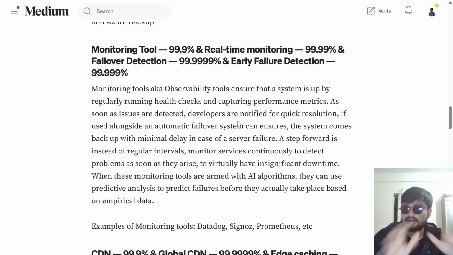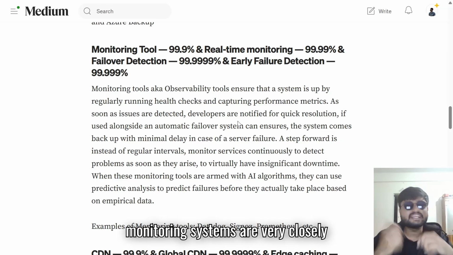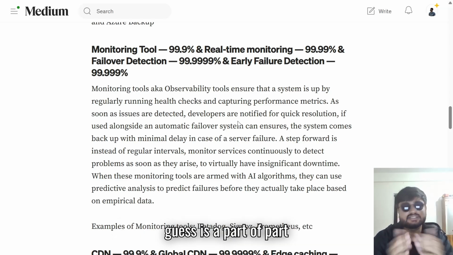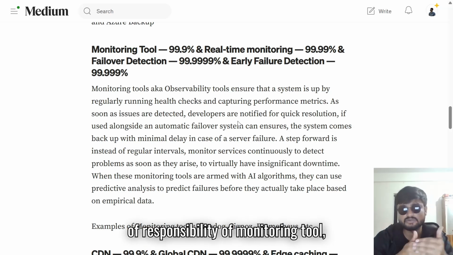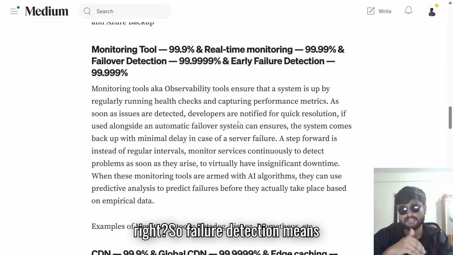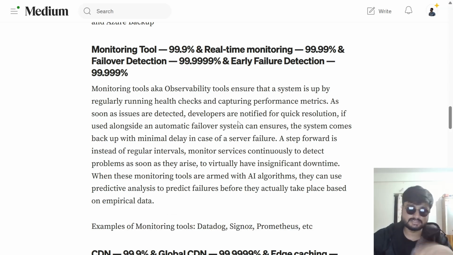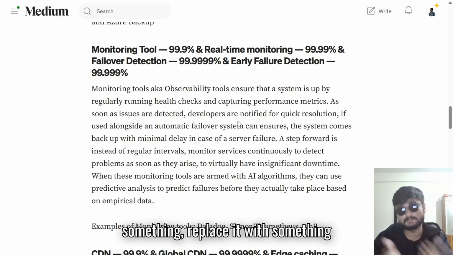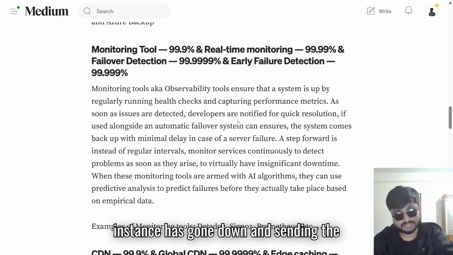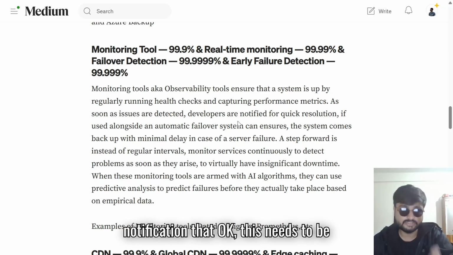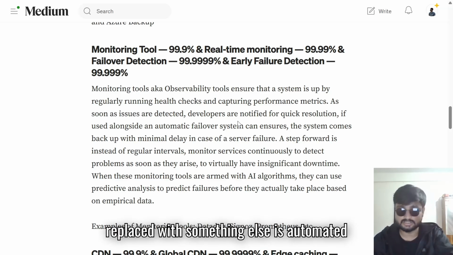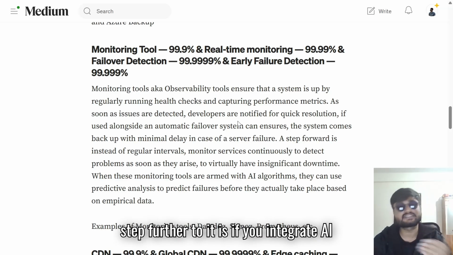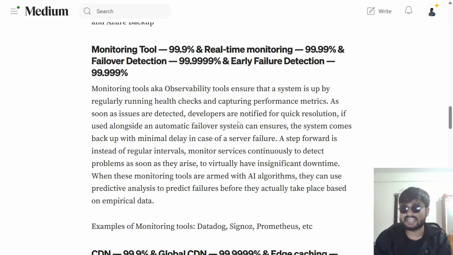Now, monitoring systems are very closely attached to the concept of failure detection, right? Failure detection is a part of the responsibility of a monitoring tool. Failure detection means that, for example, a server instance has gone down for some reason and you need to replace it with something else. The detection that a server instance has gone down, and sending the notification that this needs to be replaced with something else, is all automated. That is called failure detection. And a step further is if you integrate AI algorithms to it, right?